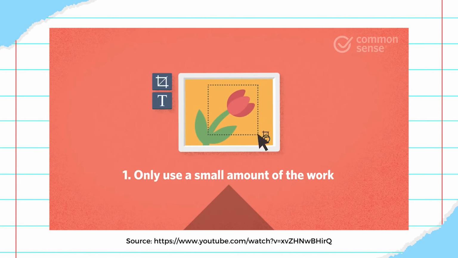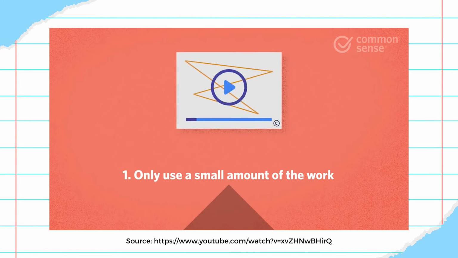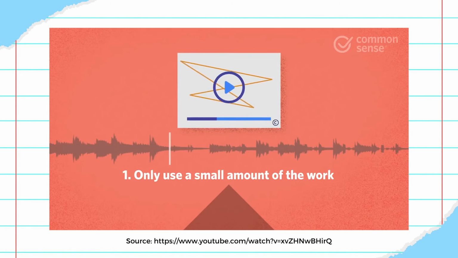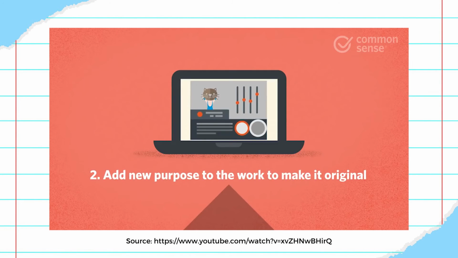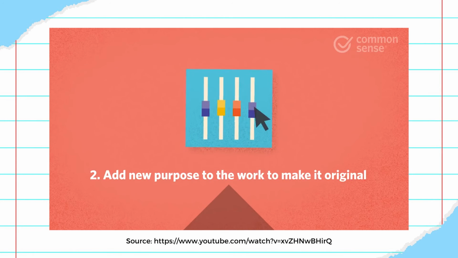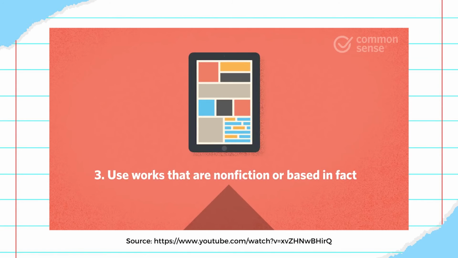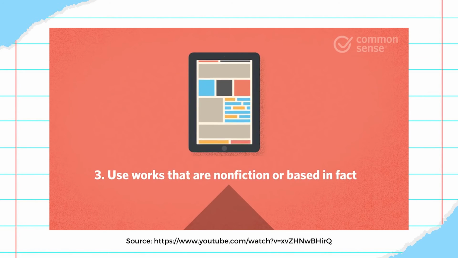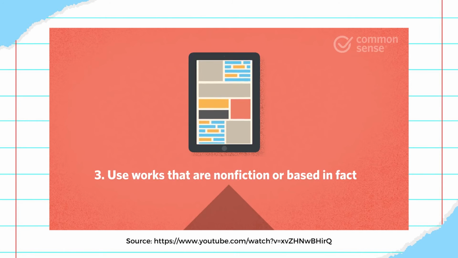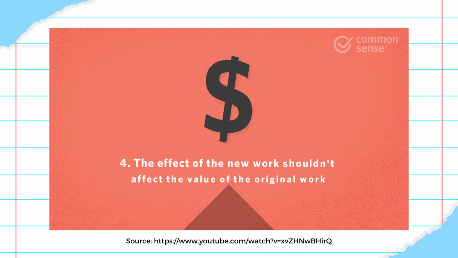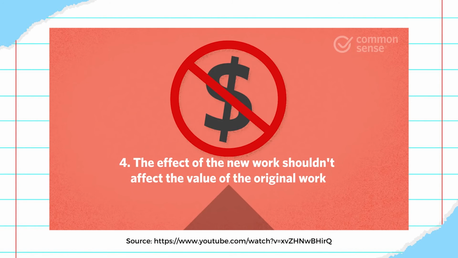First, we can only use a small amount of the original work. This means someone can't copy the whole copyrighted song in their dance video, but they can use a short clip of it. Second, there has to be a new purpose in the project, meaning that we transform the original work into something new and different. Next, it's easier to claim fair use if the nature of the original work is non-fiction or based in fact, rather than creative or fictional. And finally, we need to ask ourselves whether the effect of the new work negatively affects the creator or the value of the original content. For instance, are we charging for or making money off someone else's work?